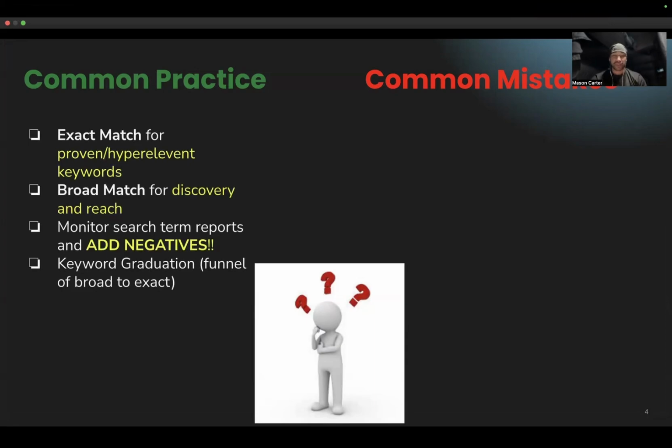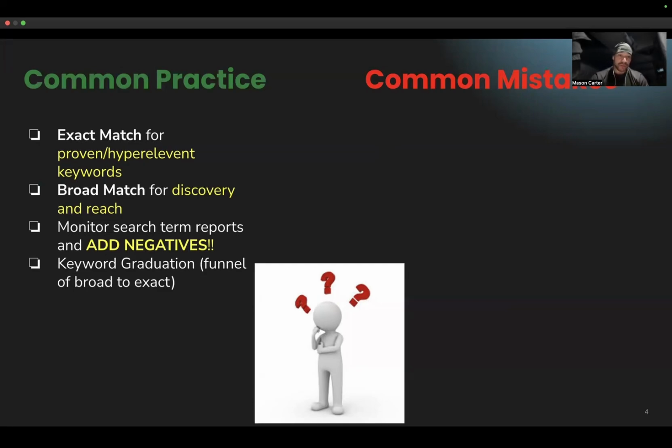Very simple stuff. Like I said before, exact match, you want to use it for proven, hyper relevant keywords, so you're not wasting that spend. Those clicks, or those bids, or those bid ranges are going to be up there. Everyone's using exact match because it tends to be the best bang for your buck, I guess I could say. It's very hyper relevant to your product and it limits a lot of wasted ad spend.